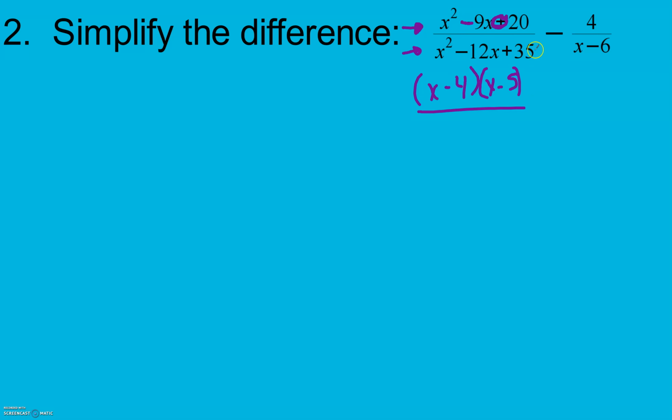Same idea in my denominator. We're going to multiply to 35, add to 12. So 7 and 5. Same sign since we found the sum, both negative.